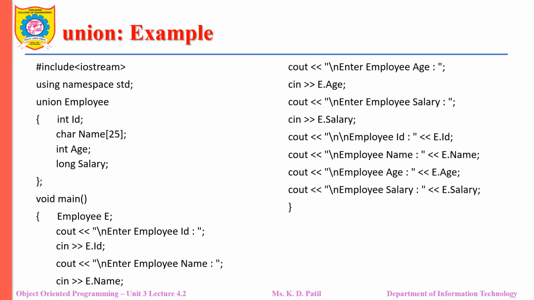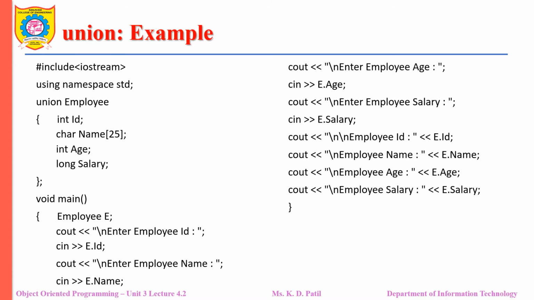Now let us see the simple example. Here I have a union employee, which is a collection of heterogeneous data types. Like I have ID, which is of data type integer, then I have name, age, salary. Now the main feature of the union is that all the members of the union share the same memory location, and the size of that memory location will be the largest member in that union.